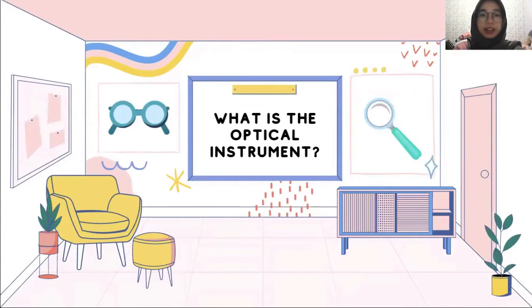For the first material, I will tell you about what an optical instrument is. An optical instrument is a device that processes light waves, either to change an image for viewing or to analyze and determine their characteristic properties. Common examples of optical instruments are our eyes, the microscope, the telescope, and the camera.